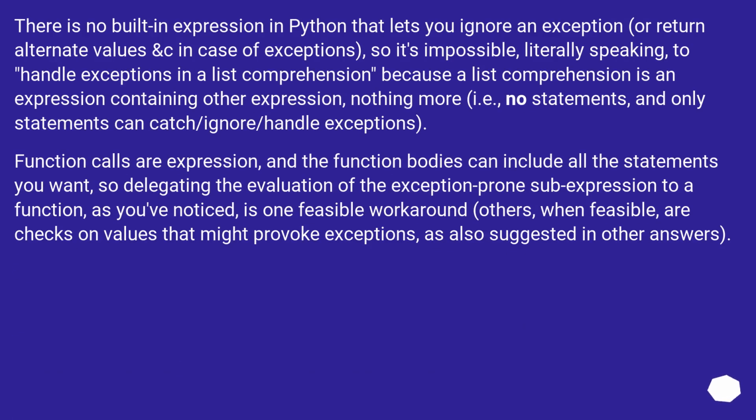There is no built-in expression in Python that lets you ignore an exception, or return alternate values in case of exceptions, so it's impossible, literally speaking, to handle exceptions in a list comprehension, because a list comprehension is an expression containing other expressions, nothing more, i.e., no statements, and only statements can catch/ignore/handle exceptions.